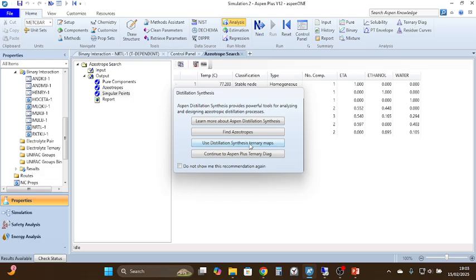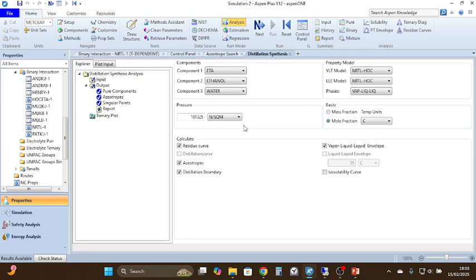Okay. So let us take the ternary diagram again. Over here, let us use distillation synthesis ternary maps. Here we have to specify the components. Component 1 is ethyl acetate, component 2 is ethanol, and component 3 is water. For the vapor liquid equilibrium model, we are going to use NRTL-HOC. We are going to use the same model for the liquid liquid equilibrium model as well. And the phases are vapor, liquid, and liquid. The basis is going to be mass fractions, mole fraction, and the temperature unit is going to be centigrade.